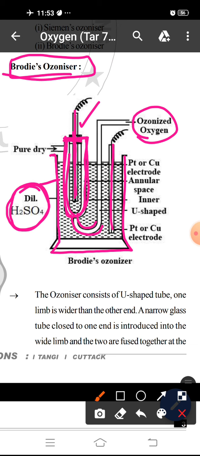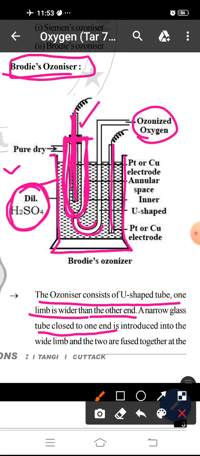Let us briefly discuss the construction of the Brody ozonizer. The ozonizer consists of a U-shaped tube. One limb is wider than the other, and a narrow glass tube is introduced into the wide limb, and the two are fused together at one end.